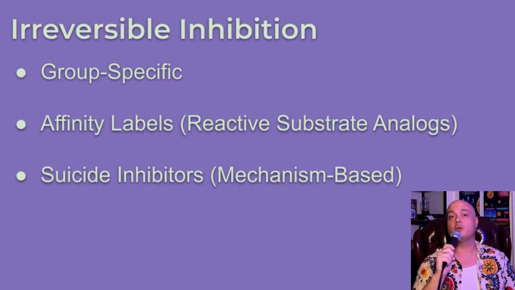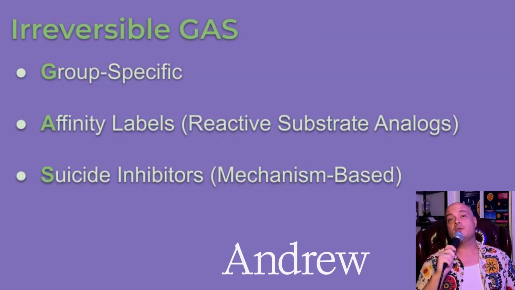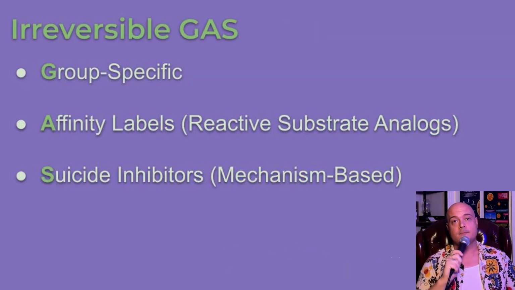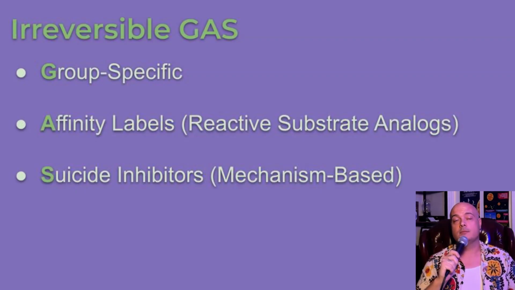So how are you going to remember the three types of irreversible inhibition? You're going to remember that Andrew has irreversible gas. GAS being an acronym for the three types of irreversible inhibition. Is it gross? Sure. But if it helps you remember, then it's totally worth it.